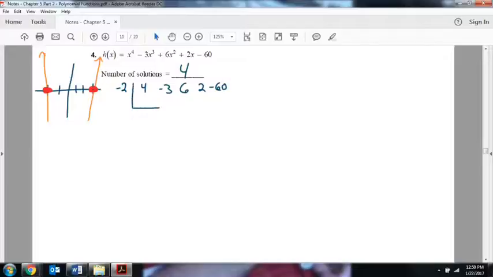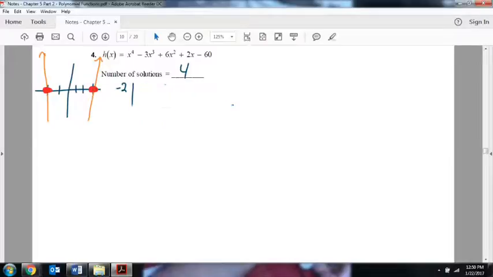So let's do the business. 4 times negative 2 is negative 8. Negative 11. Times negative 2 is positive 22. Plus 6 is 28. Times negative 2, 28 times negative 2 is 56. Did I write this down right? Alright, so Mr. Hunter just realized that he's a moron again.